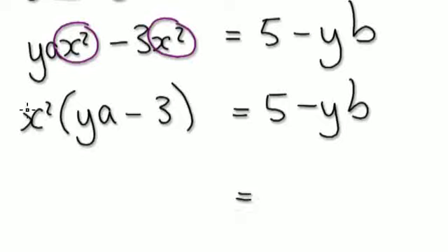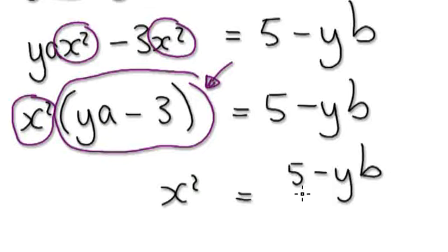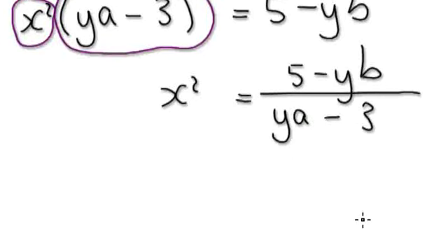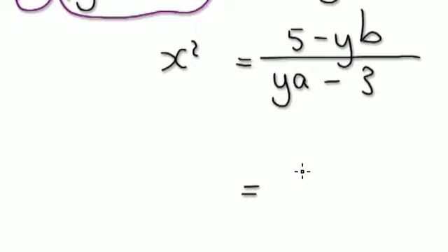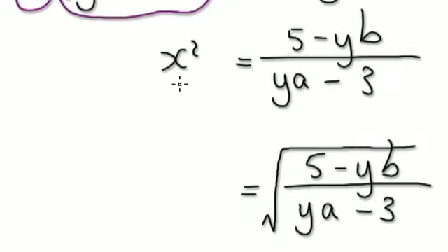Now visualize as this. At the moment you've got this times this. Let's divide both sides by this bracket here. So it will be x squared on here, and it will be 5 minus yb over ya minus 3. And now square root both sides. So 5 minus yb over ya minus 3, and then you're square rooting this side, and when you square root the left hand side, it will just be x. So you've made x the subject.